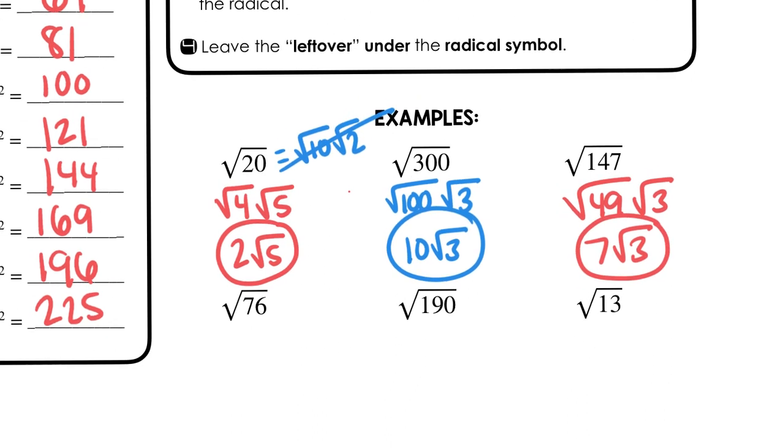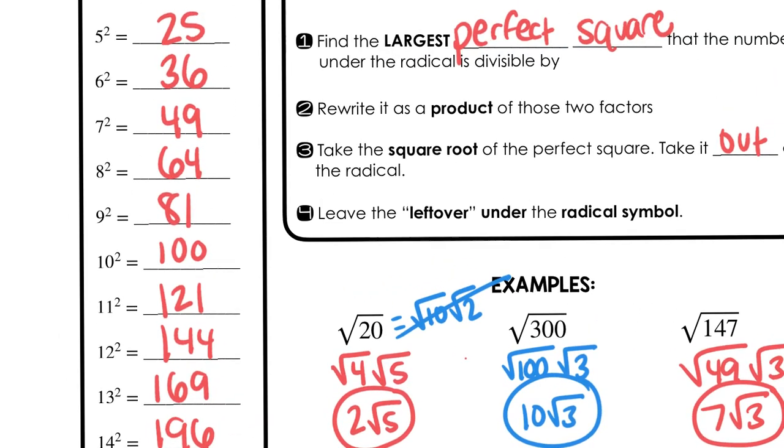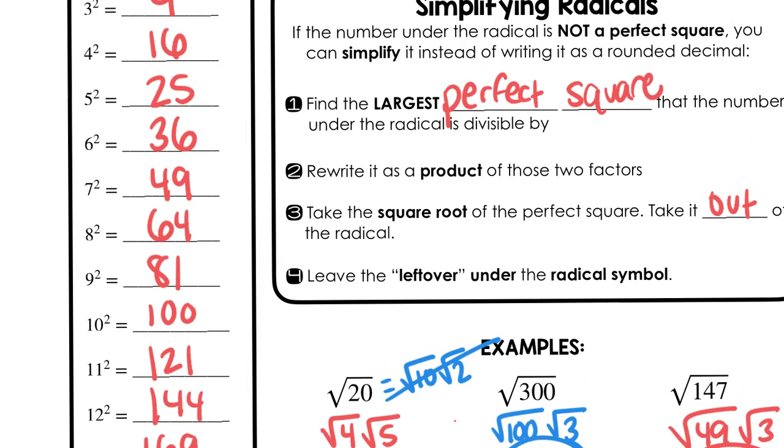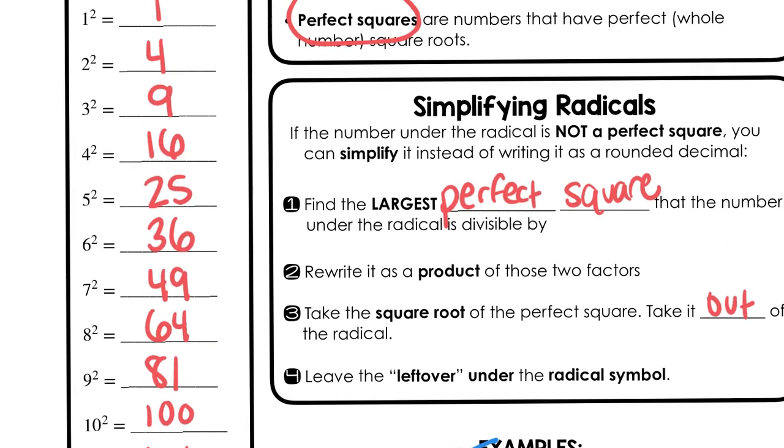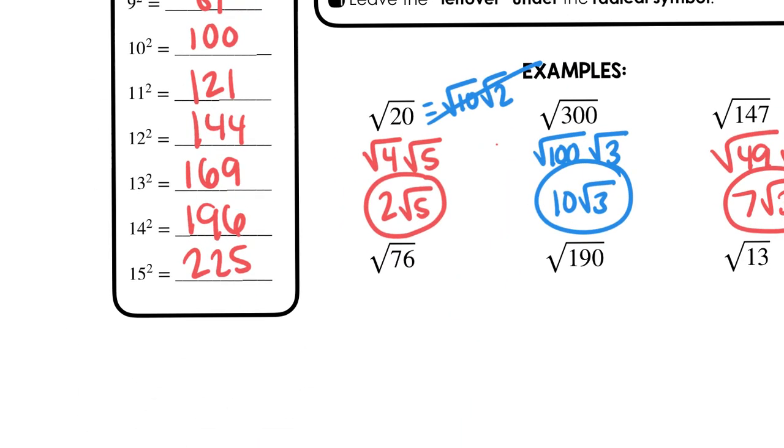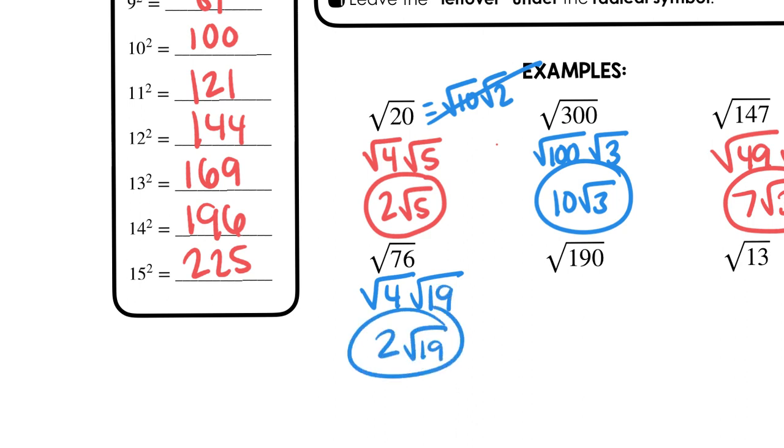The next one is root 76. So we're trying to think of a perfect square that goes into 76. Looking at this list of perfect squares, let's see, 76 is divisible by 4. So let's use root 4, root 19, because 4 times 19 is 76. The square root of 4 is 2. So it's 2 root 19.